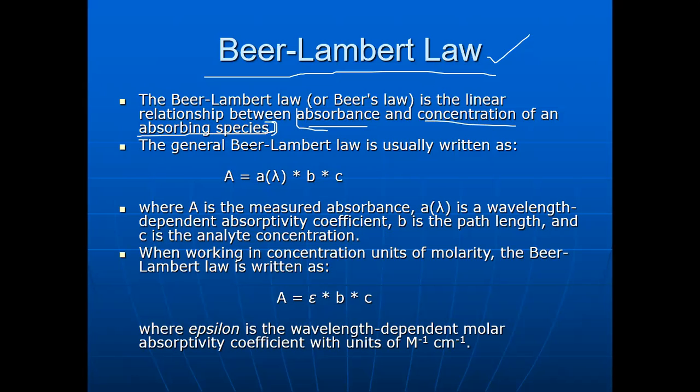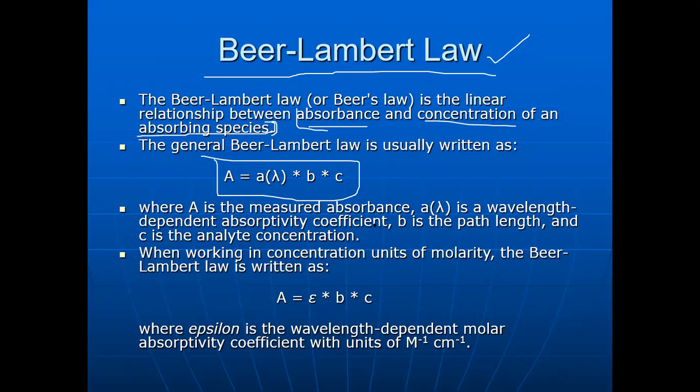In general, how do we write Beer and Lambert's law? A is equal to A lambda into B into C. This is a simple notation of Beer and Lambert's law. Here A is nothing but the measured absorbance. How much absorbance is there? A is the measured absorbance, and the wavelength is lambda.